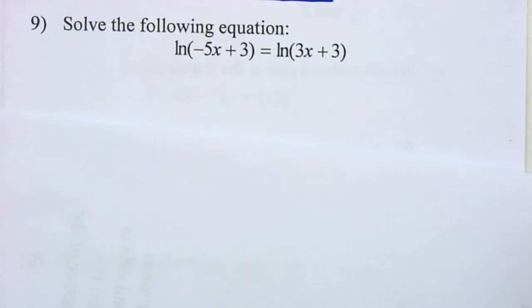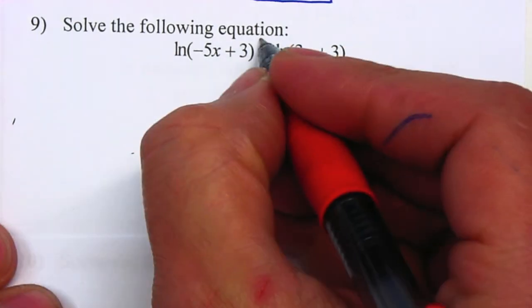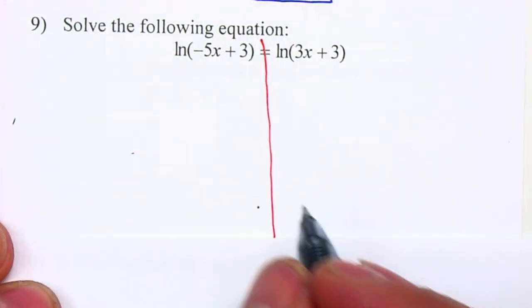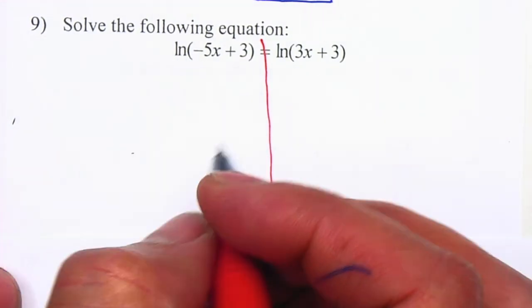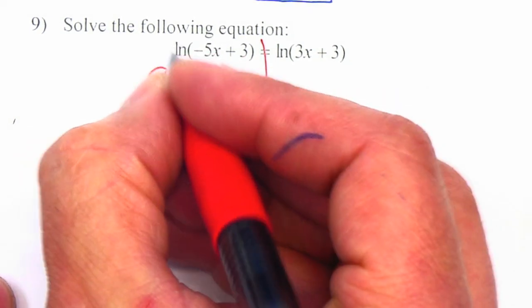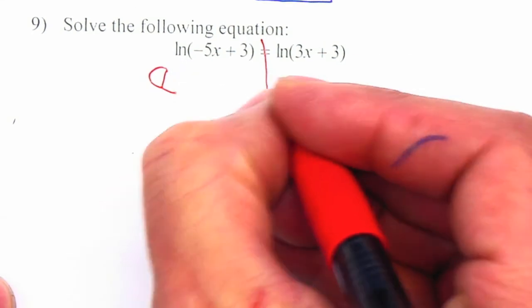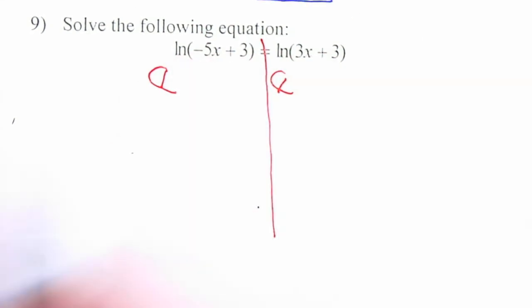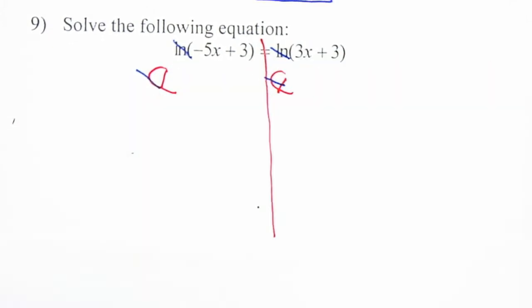Let's continue with problem number 9. I want to be able to solve the equation. I have a log on the left hand side and I have a natural log on the right hand side. The opposite of a log, I want to get rid of it. So I'm going to do a base. I'm going to exponentiate it to base e, because this log has a base of e. So I'm going to exponentiate both sides to base e. That will cancel. And that cancels on the right hand side as well.